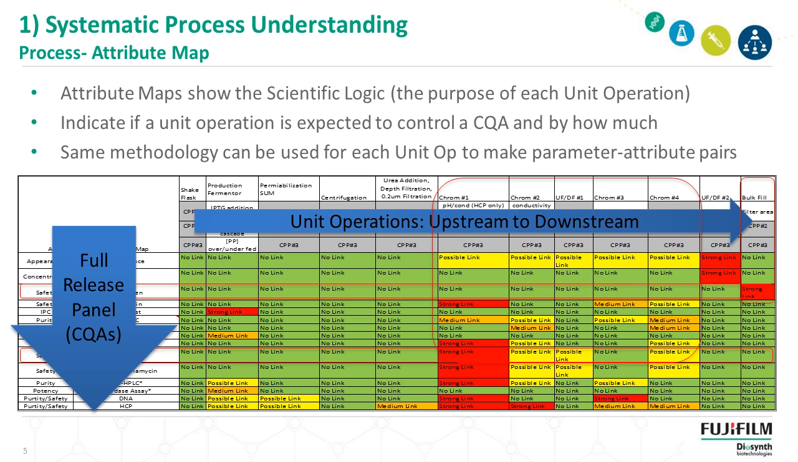So the first tool I'll talk about is the process attribute map. This map is a heat map of the process that shows in a consensus-driven manner the scientific logic behind the process itself. Along the horizontal axis, we see all the unit operations themselves, and on the vertical axis, we see the critical quality attributes, or release panel. The user of this map would link these unit operations and the critical quality attributes in a heat map manner that would show either strong links or no links between the unit operation and the critical quality attribute itself.